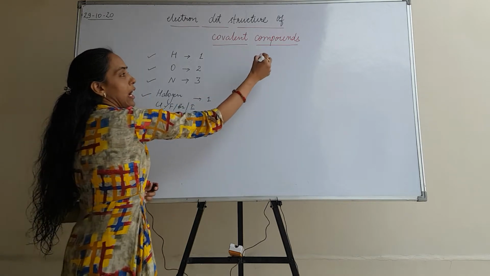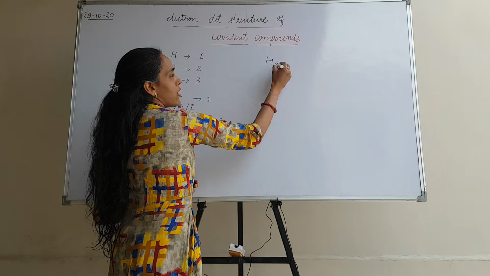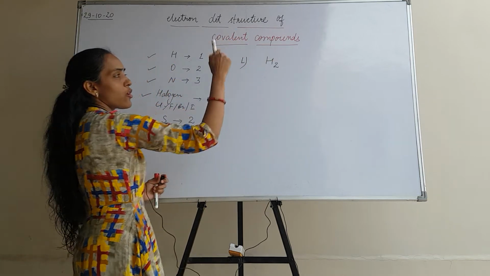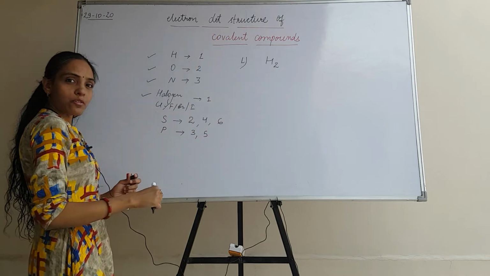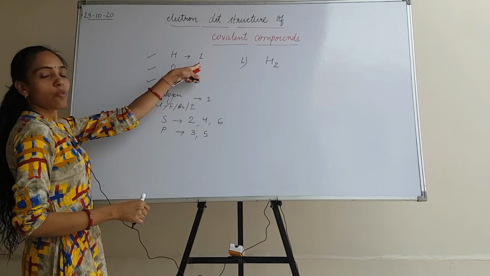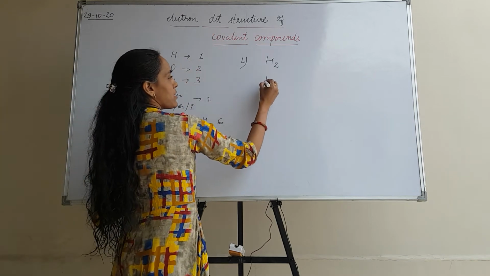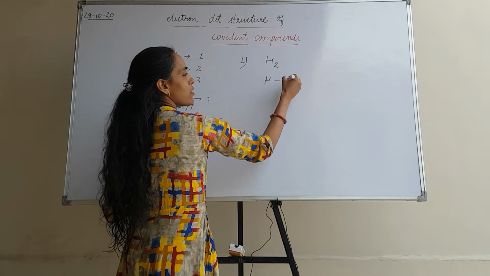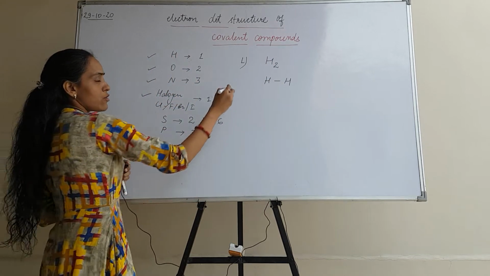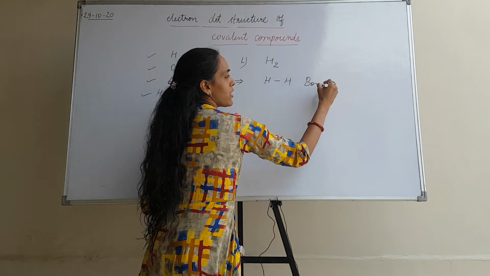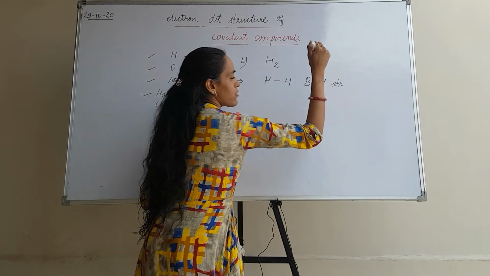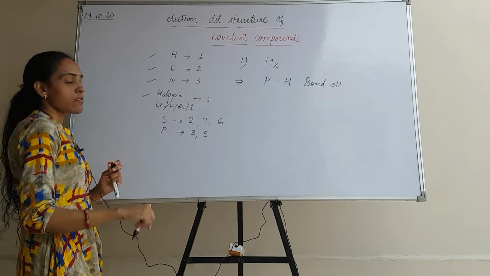For example, I want to draw first of all hydrogen's electron dot structure. Now I know there are 2 atoms of hydrogen and hydrogen forms just 1 bond. That means this is the possible bond structure of hydrogen. So this should be our first step. What we have done, we have drawn the bond structure first of all. This is our first step.